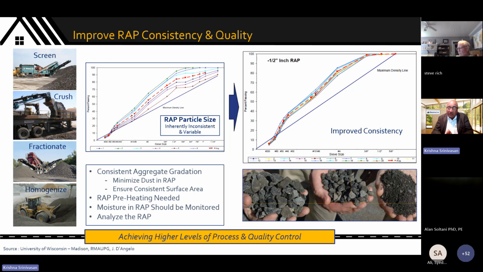I want to emphasize homogenize. Homogenization is a very key step. This is one of the things that needs to be emphasized. RAP really is a variable material. In extremely small quantities, it's a very variable material. So in order to produce a more consistent feed stream for your plant operations, when you create that RAP pile that you see here, you turn it over 2 or 3 times. You take your earth mover and you turn it over 2 or 3 times to get a more consistent source of material.